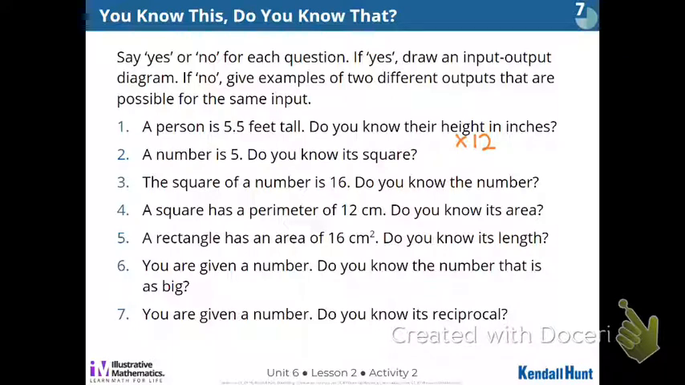A number is 5. Do we know its square? Yeah, it'd be, square it. I'm going to write x squared. That's the rule. Square your input. In this case, it's 25 and only 25. The square of a number is 16. Do we know the number? 4. Here's the actual answer, and let's talk about it. So 4 times 4 is 16. Is there another way?